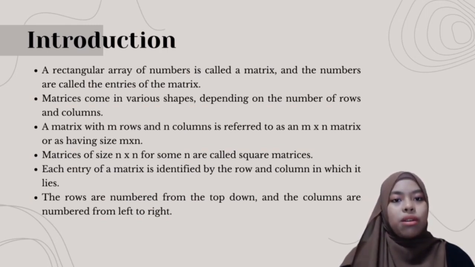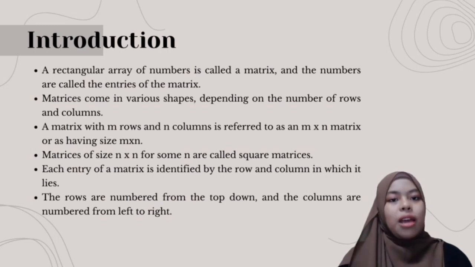A matrix is a rectangular array of numbers. It is called a matrix, and the numbers are called the entries of the matrix. However, a matrix comes in various shapes depending on the number of rows and columns. It can be solved by adding, subtracting, multiplying, dividing, and transposing. A matrix with m rows and n columns is referred to as an m by n matrix.